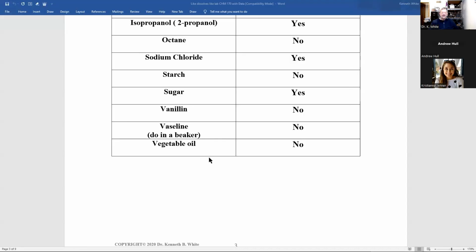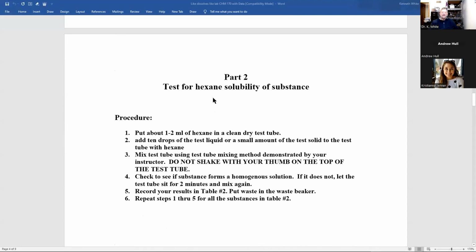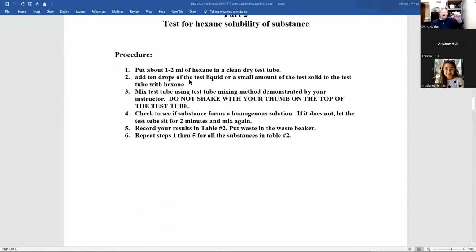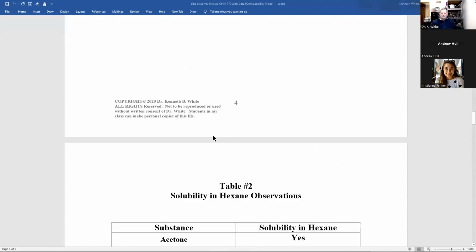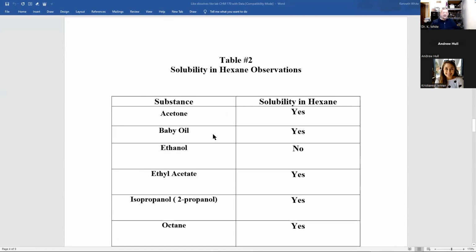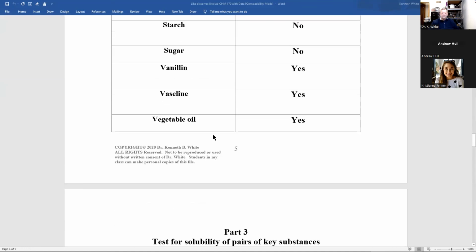All right. So you would do this, and then the second part is hexane. Hexane is nonpolar. And here you'll put about a third of a test tube of hexane in a number of test tubes. Then you'll put a small amount of the test liquid or solid to be tested. You'll mix the test tube. You'll check to see if it's homogeneous. If not, let it sit for a little while, check again, and then you'll put the waste in a proper waste beaker. And for hexane, here's the results.